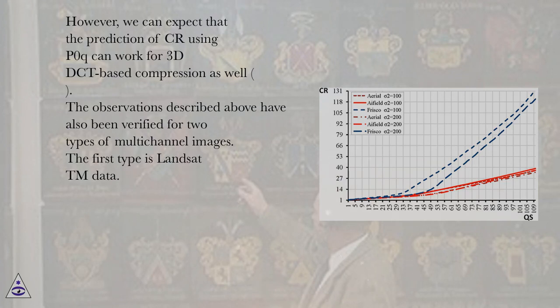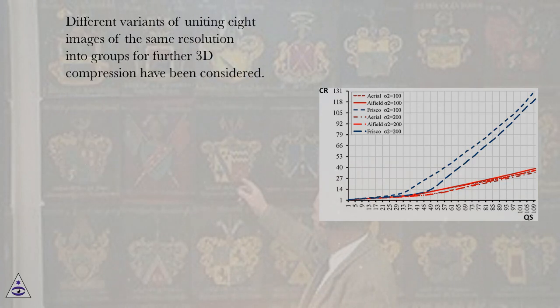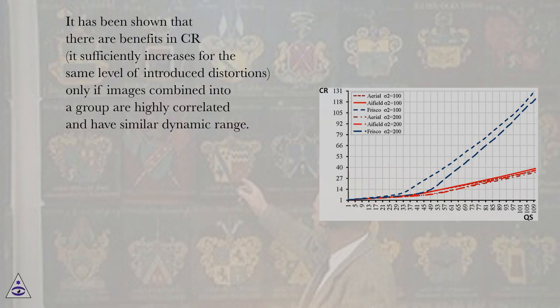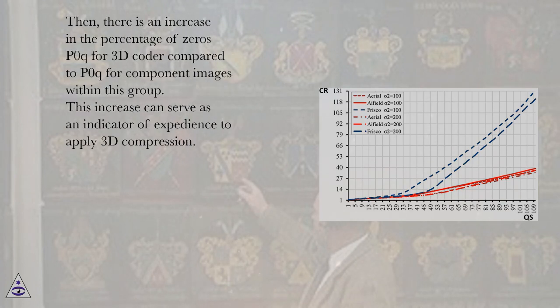The observations described above have also been verified for two types of multichannel images. The first type is Landsat TM data. Different variants of uniting 8 images of the same resolution into groups for further 3D compression have been considered. It has been shown that there are benefits in CR. It sufficiently increases for the same level of introduced distortions only if images combined into a group are highly correlated and have similar dynamic range. Then, there is an increase in the percentage of zeros P0Q for the 3D coder compared to P0Q for component images within this group. This increase can serve as an indicator of the expedience of applying 3D compression.